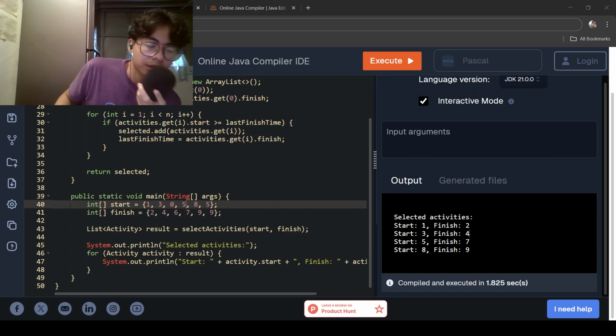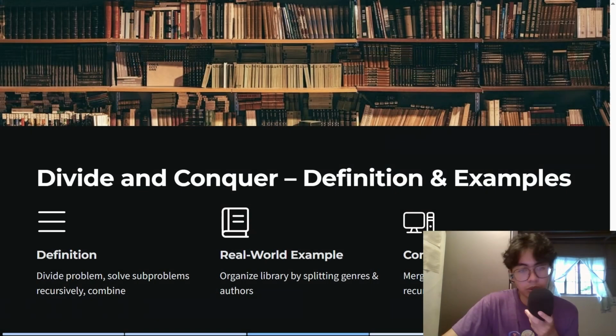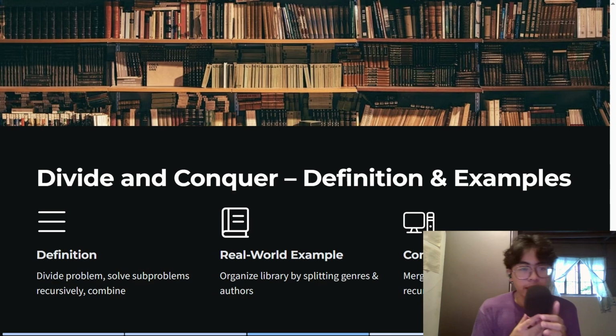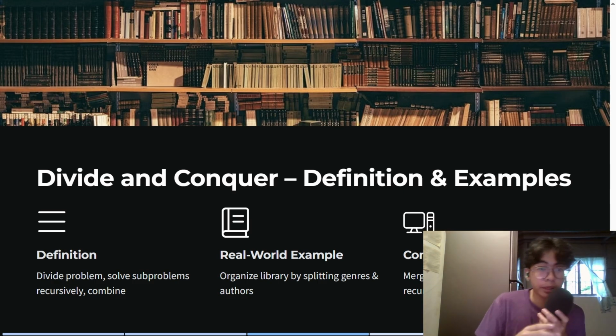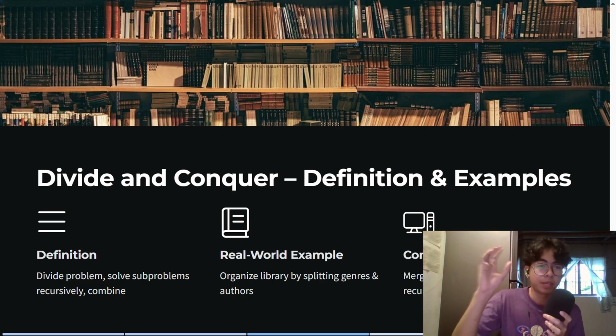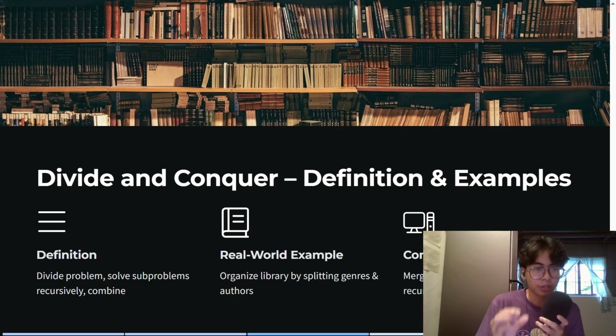So the second algorithm is the divide and conquer algorithm. What does divide and conquer mean? A divide and conquer algorithm solves a problem by breaking it into smaller subproblems, solving those subproblems recursively, and then combining their solutions to solve the original problem. So basically, take a major problem, divide it, solve those subproblems, then combine the solutions of the subproblems to solve the bigger problem.